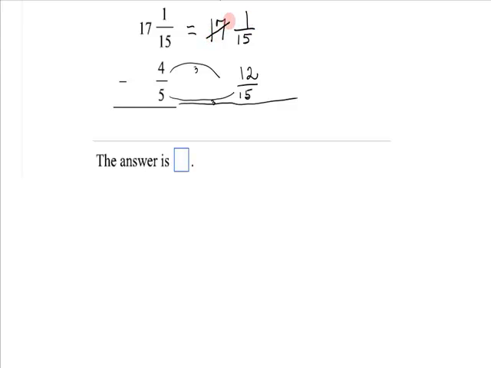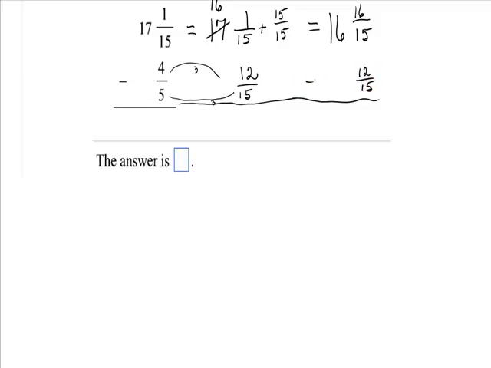I have to borrow from the 17, making it 16. I have 1 that I'm going to write in fractional form. Because the common denominator is 15, I will write that borrowed 1 as 15 over 15. Now I'll rewrite this. I have the whole number 16. 1 plus 15 gives me 16 15ths. And I have 12 15ths.